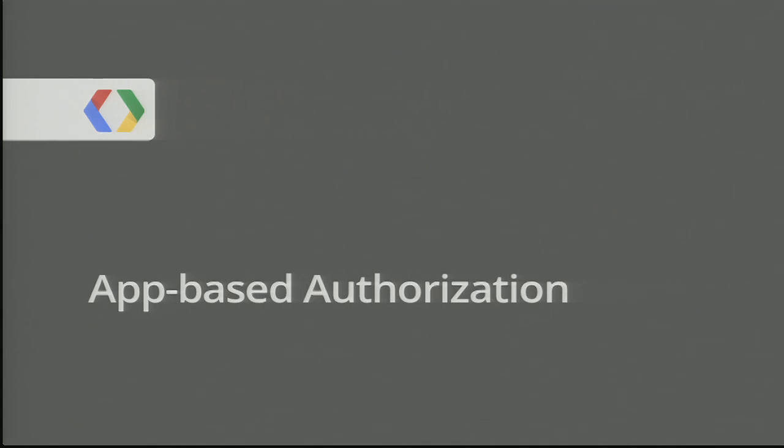App-based authorization is something different. What we've seen here before is how you get access to a user's data, and access data belonging to that user on behalf of them. They're granting you that access as an application. But what if your application needs access to its own data?